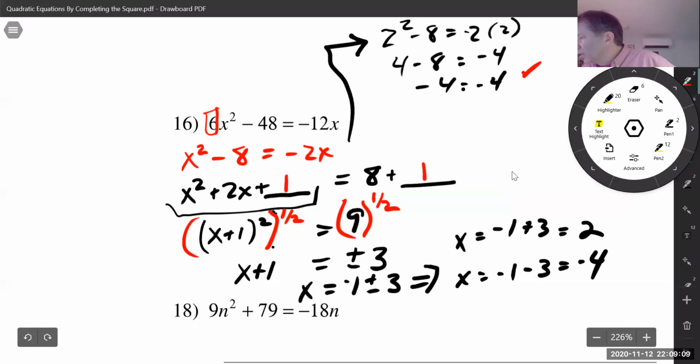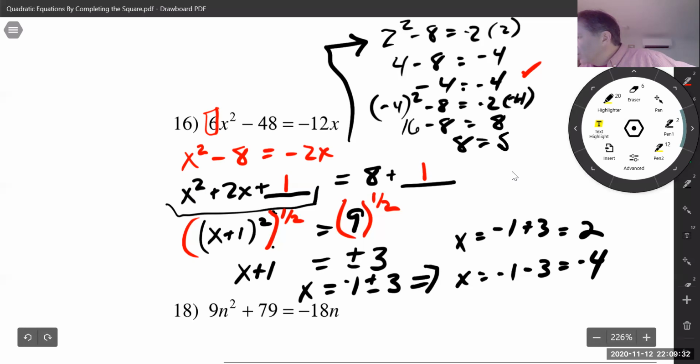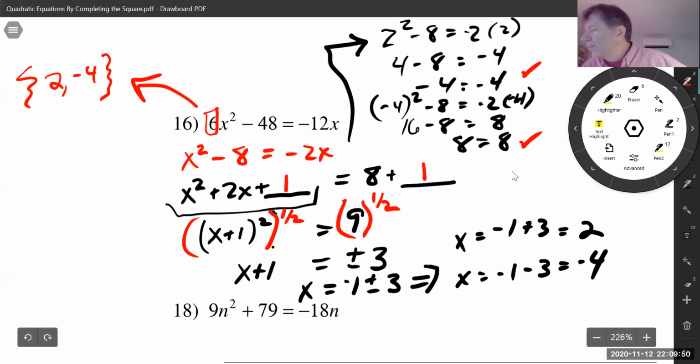So 2 works. Now let's go ahead and try negative 4. So negative 4 squared minus 8 is equal to a minus 2 times, oops, sorry, times a negative 4. So this becomes 16 minus 8 equals, a negative times a negative is a positive, positive 8. So 8 equals 8. And again, that works out. So both of your answers for x, which will keep this true, your solution set, would be the points 2 and negative 4.